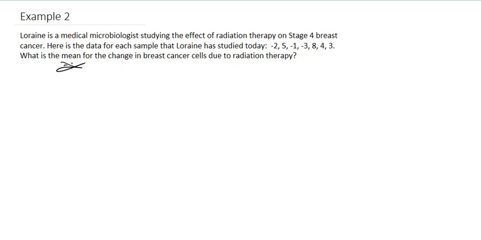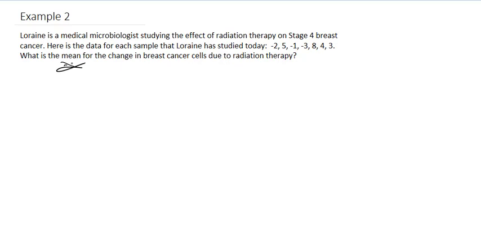So for this problem, we're going to have to pay close attention because we're now working with integers, because we have negative numbers. So to do this, we could just add up all the negative numbers first, and then we add up all the positive numbers, and then we combine and add those together.